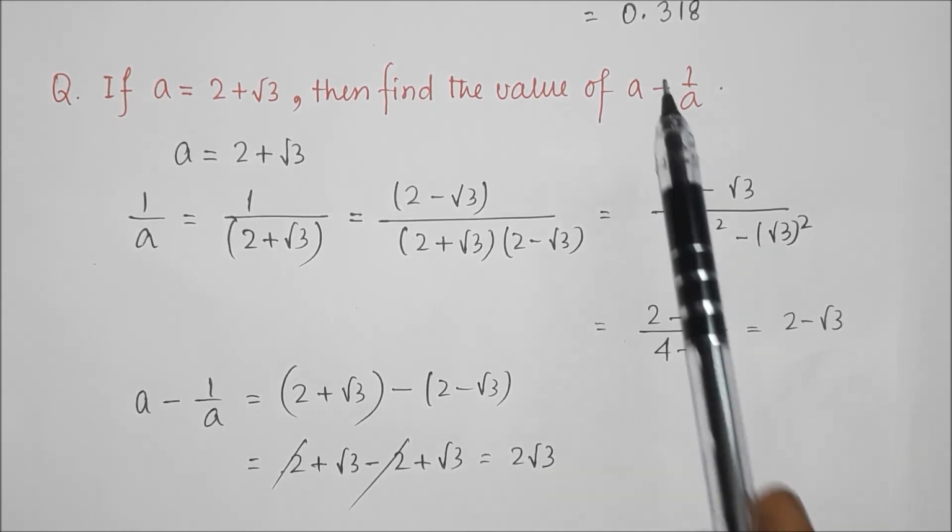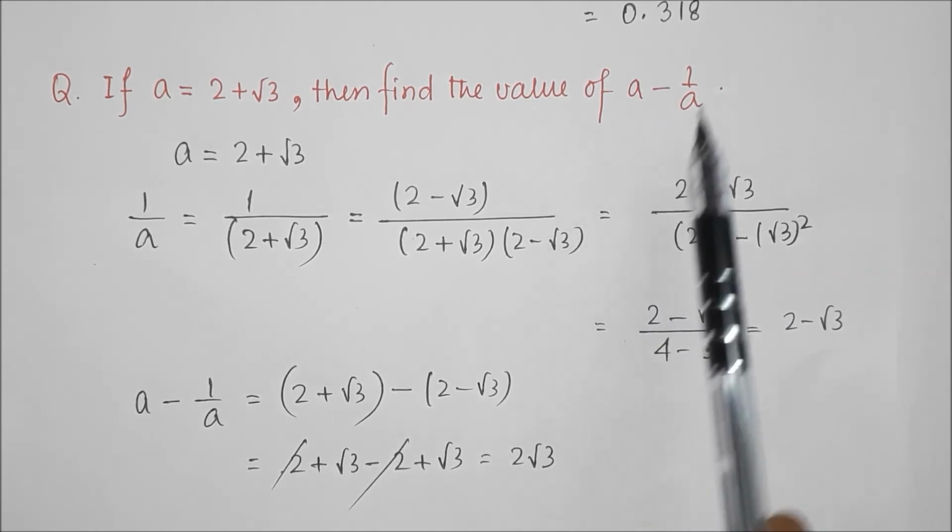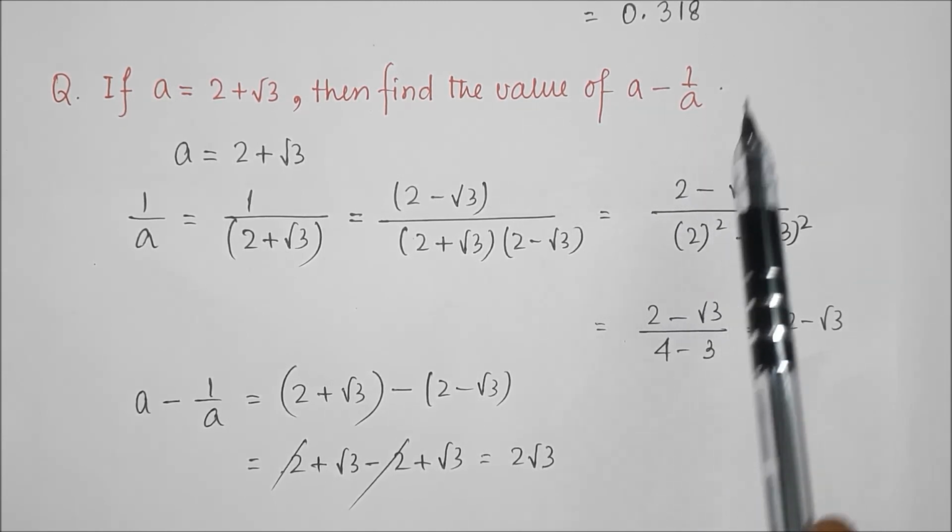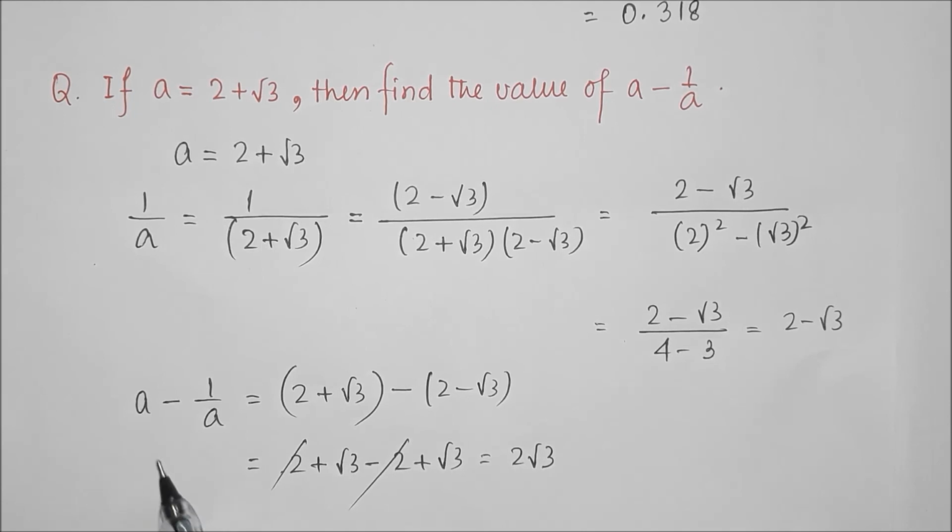Now suppose the question is given as find the value of a minus 1 by a, the whole to the power 2. So first find out the value of a minus 1 by a and then take the square on both sides. This way you avoid the calculation and it will be very much easier for you.